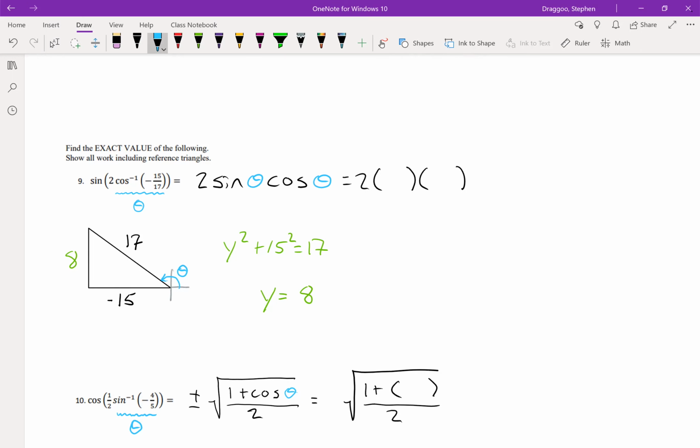So I just want to plug in the missing values of sine and cosine into this formula. So sine is 8 over 17, while cosine is negative 15 over 17. And this will work out to negative 240 divided by 289.